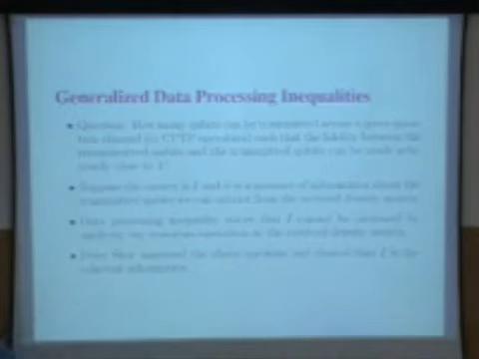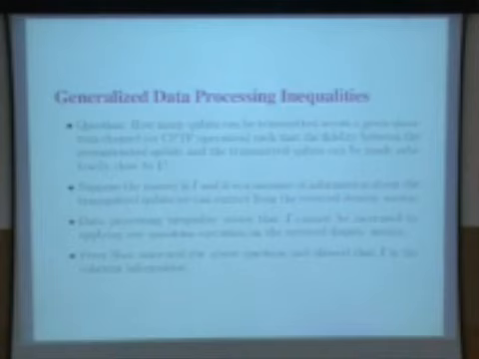this is loosely worded, very loosely worded. Yesterday in Graham Smith's talk, he defined it much better. But hopefully you can get some idea by looking at this loosely worded statement. So, the question is: how many qubits can be transmitted across a given quantum channel such that the fidelity between the reconstructed qubits and the transmitted qubits can be made arbitrarily close to 1.